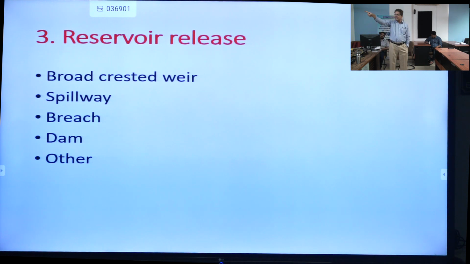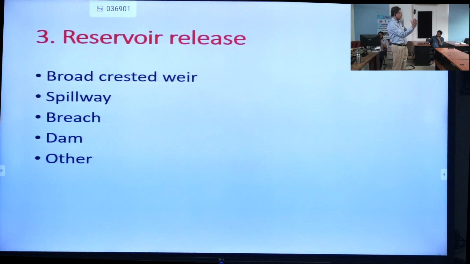These are the things for which the discharge is calculated. Spillway. Spillway is inbuilt in the dam. So what is the discharge? Because during this it is expected that all the gates will be fully opened. So through those gate openings, what is the water going to the other side?